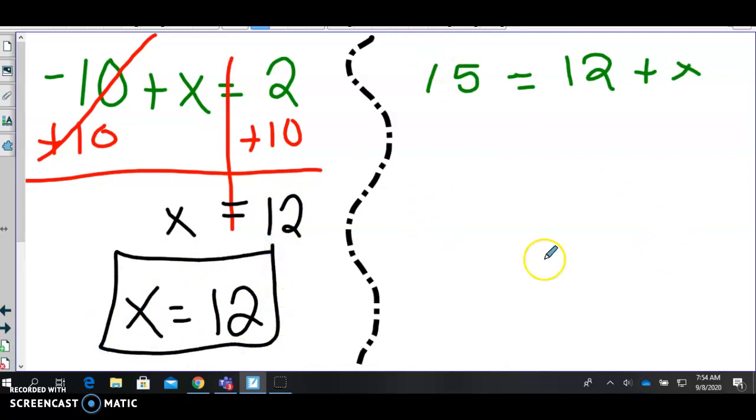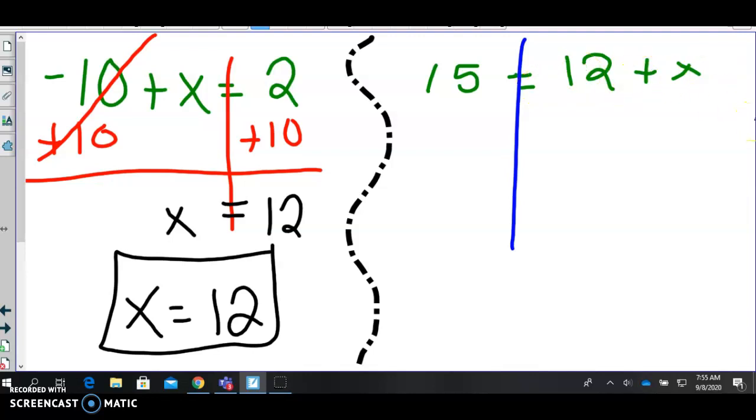Okay, we have one more addition problem, and then we're going to go into some multiplication. So let's take a look. I have to solve for my variable or solve my equation. My variable is x. So I'm going to draw my line down the middle. I can see that this positive 12 is on the same side as my x, so that's what I'm going to get rid of.